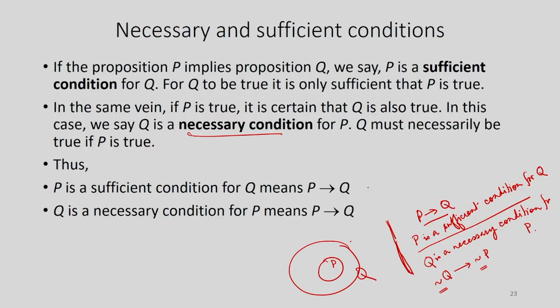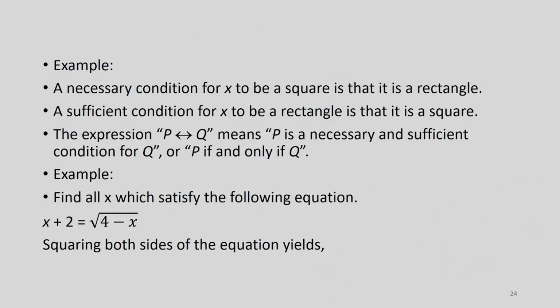So, this is what we have written here also, that P is a sufficient condition for Q means P implies Q, and Q is a necessary condition for P means the same thing, P implies Q. Okay, here I have taken some examples to fix our ideas. A necessary condition for x to be a square is that it is a rectangle, right. So, without being a rectangle, a figure cannot be a square. A sufficient condition for x to be a rectangle is that it is a square. So, if a figure is a square, then it is necessarily a rectangle.